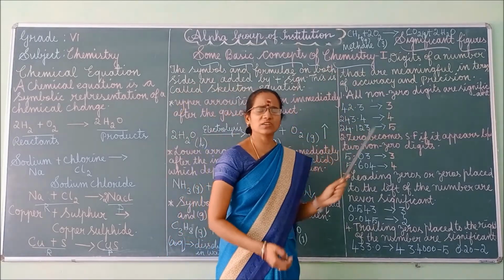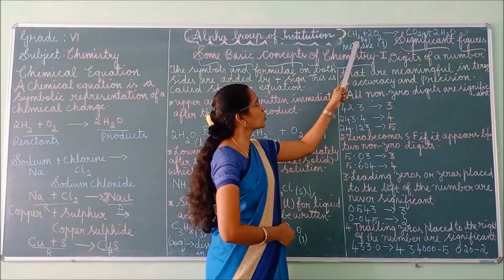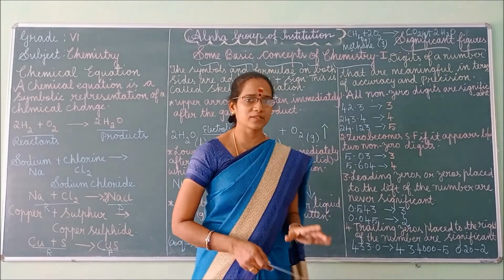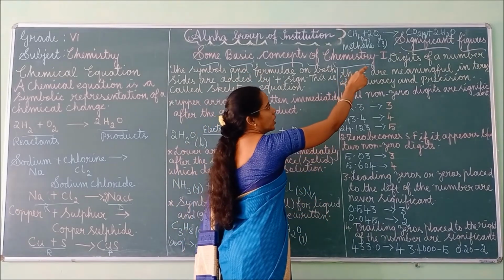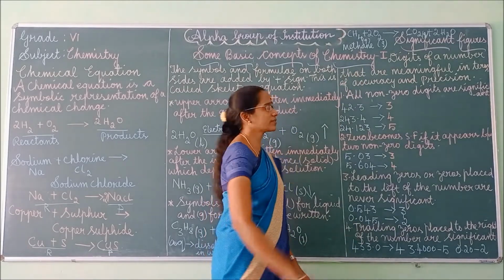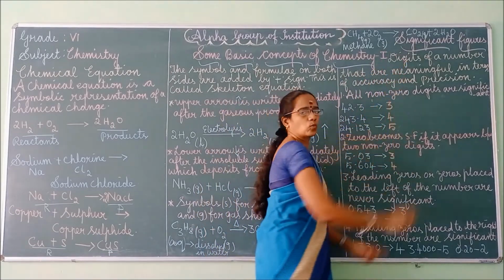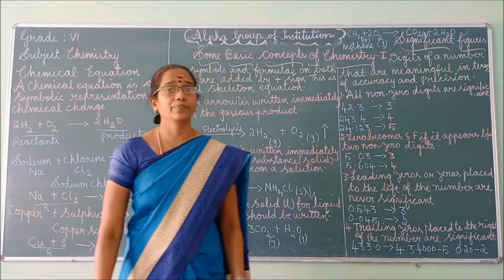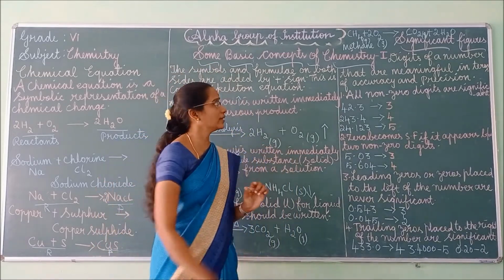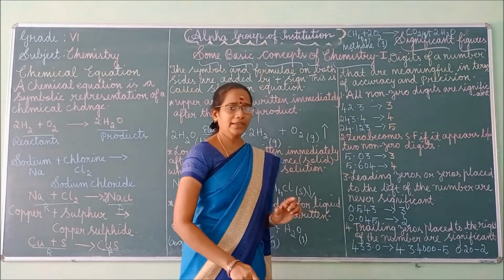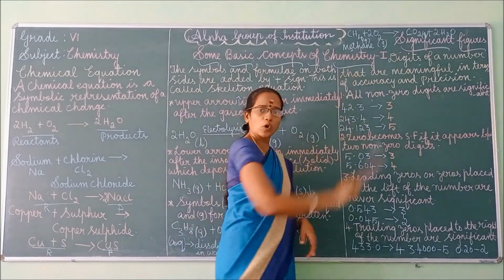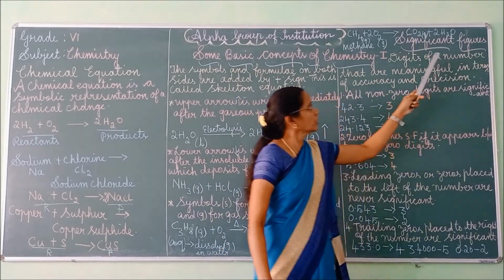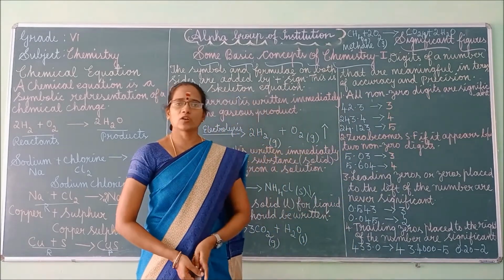Here, what this equation actually represents is 1 molecule of methane. CH4 is nothing but methane. Methane is a gas. So 1 molecule of methane, when it reacts with 2 molecules of oxygen, gives 1 molecule of carbon dioxide plus 2 molecules of water. One more thing we can say in the same manner: 1 mole of methane, when it reacts with 2 moles of oxygen, gives 1 mole of carbon dioxide plus 2 moles of water. So in this manner also we can say.